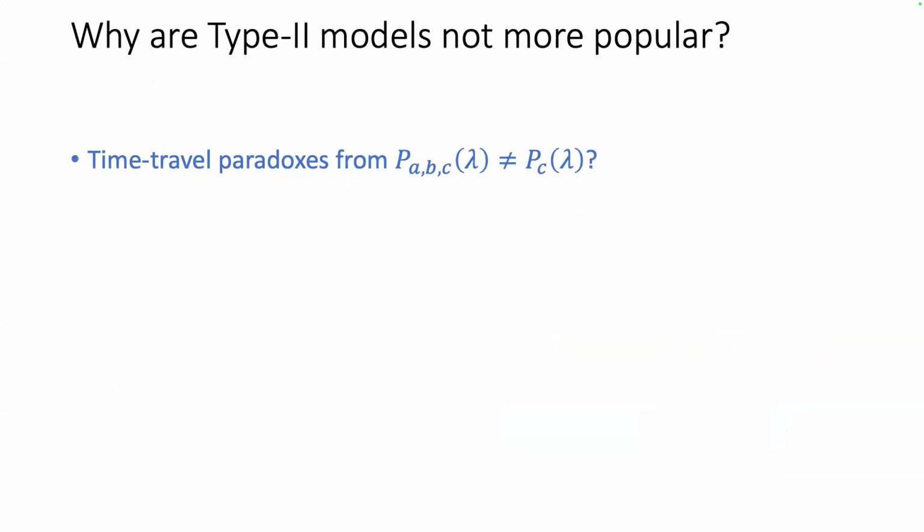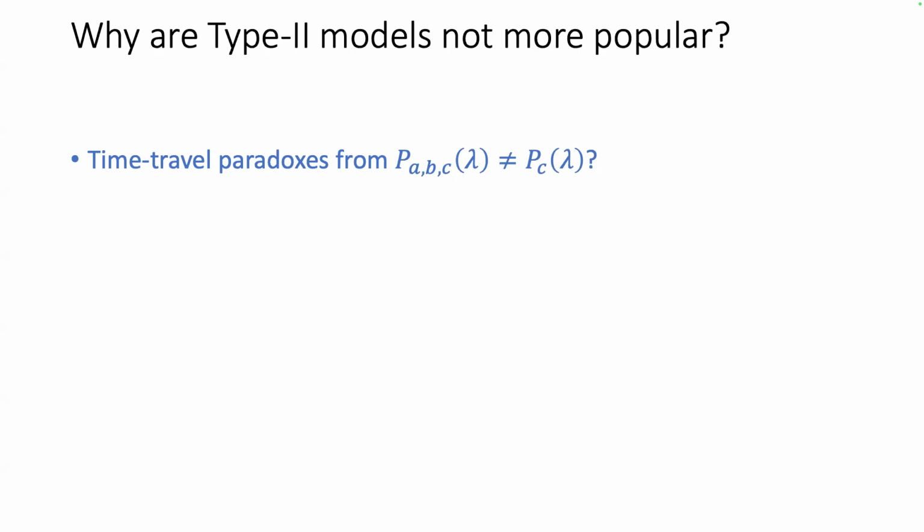Let's start here. Why don't people like type 2 models? I'm sure you can imagine a few reasons, but some people think if this is true, if you have a model of lambda, and lambda is a function of A and B, it's not just a function of C. C is the past cause, right? A and B are the future causes. Then you're like, oh, you've got time travel. You can send messages back in time. You can't, though. Anyone see why you can't?